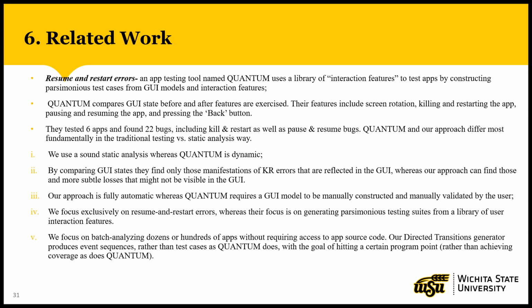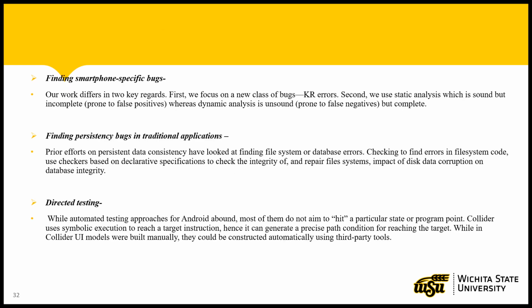Our approach is fully automatic, whereas Quantum requires a GUI model to be manually constructed and manually validated by the user. We focus exclusively on resume and restart errors, whereas their focus is on generating parsimonious testing suites from a library of user interaction features. We focus on batch analyzing dozens or hundreds of apps without requiring access to app source code. Our directed transition generator produces event sequences rather than test cases as Quantum does, with the goal of hitting a certain program point.